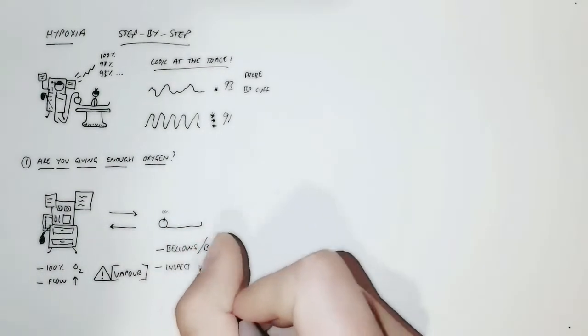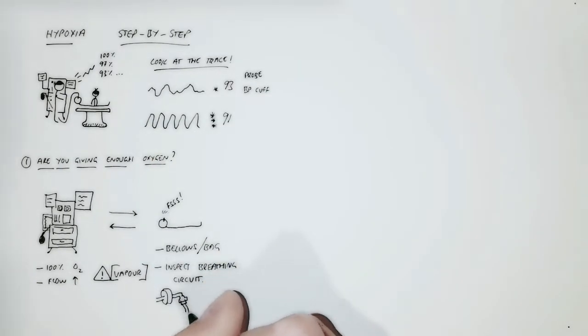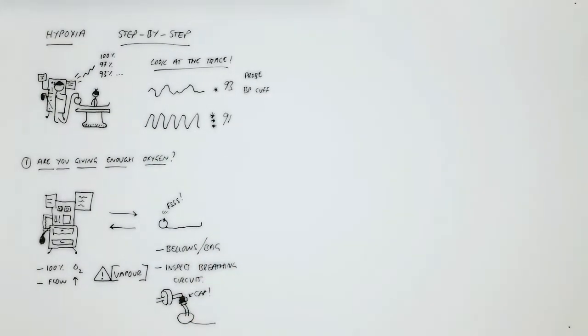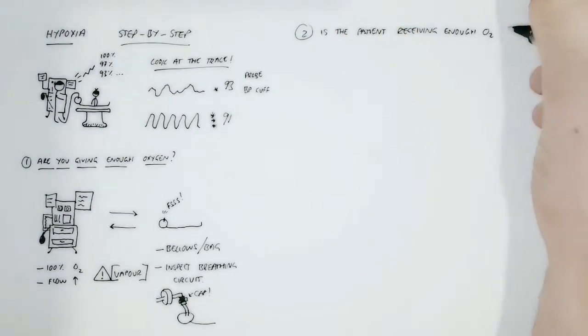Check the bellows are moving, or the bag if the patient is spontaneously breathing, and inspect along the breathing circuit looking for disconnections or blockages. It's not unheard of for there to be a giving set cap lodged in the angle piece just to keep things interesting. The second step is to check that this oxygen is actually getting into the patient's lungs.